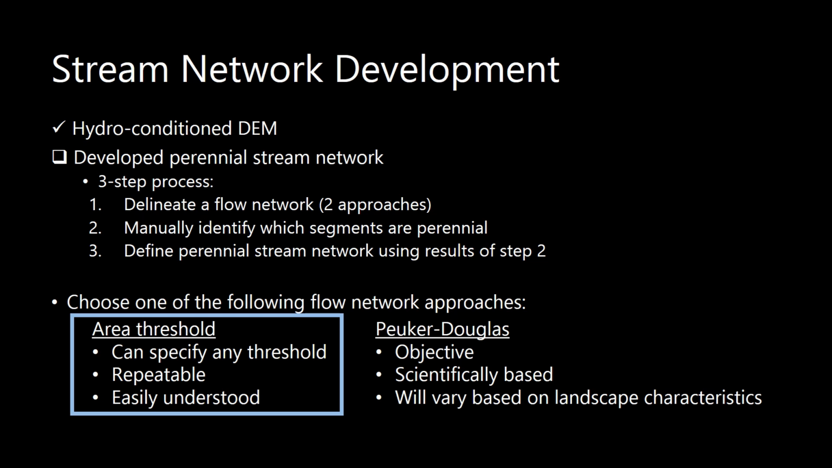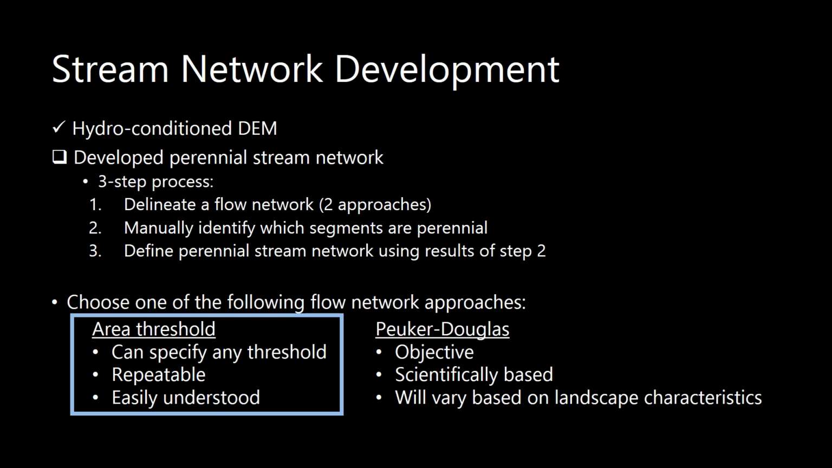Before siting conservation practices using the ACPF, the user first needs to define their perennial stream network. So once you have your hydro-conditioned DEM and the associated terrain derivatives, you can start this three-step process of developing your perennial network. First, you delineate a flow network. Second, you'll go in and manually identify which segments are perennial or at least of interest. And then third, you define that perennial stream network using the results of step 2.